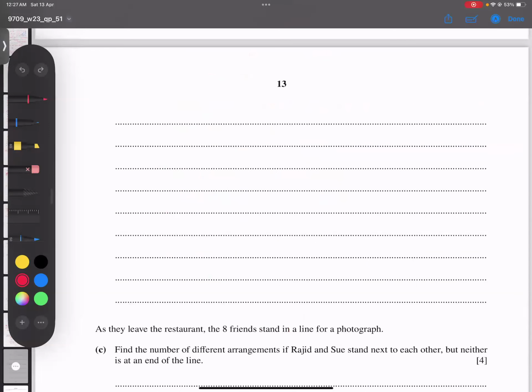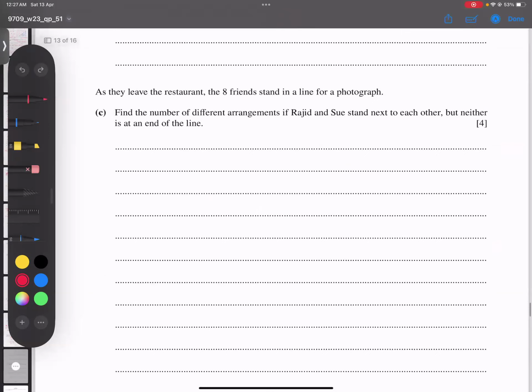Next question, what do we have here? As they leave the restaurant, 8 friends stand in a line to make a photograph.